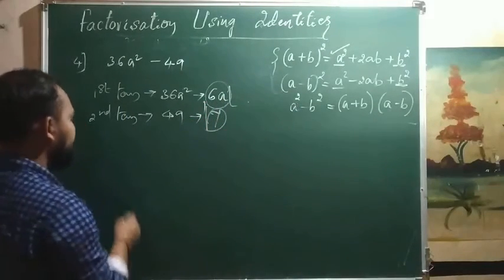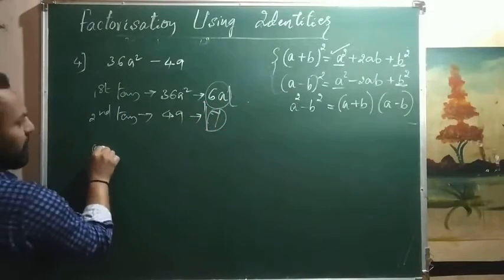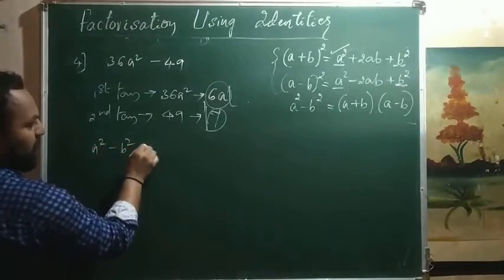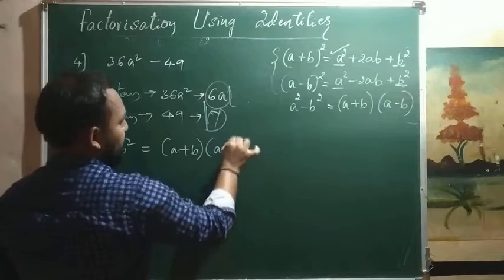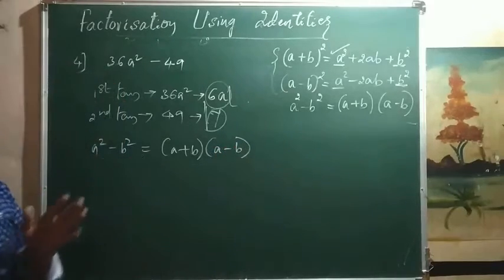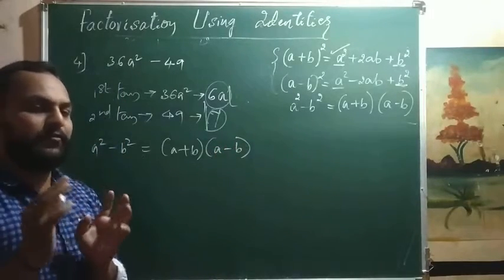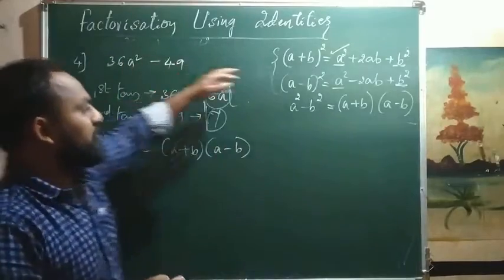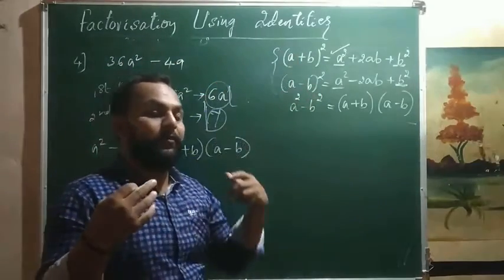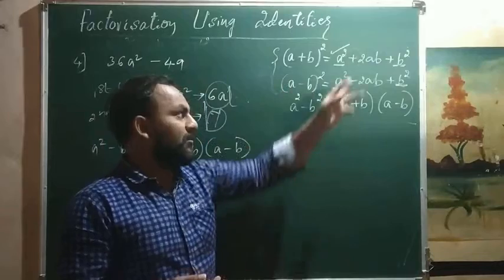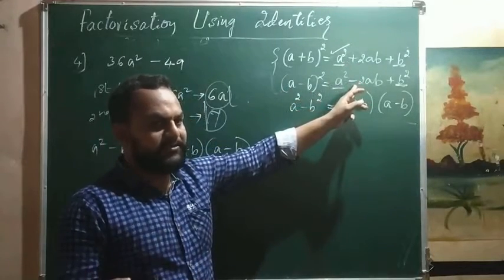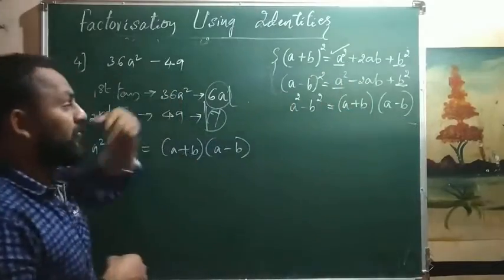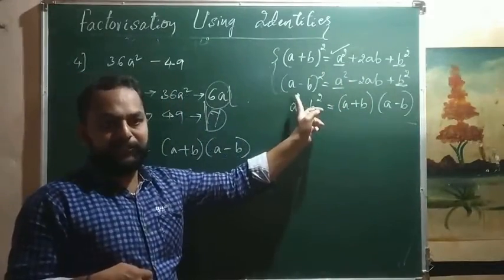What is the identity? Here a square minus b square equals a plus b into a minus b. Third identity. First step is number of terms. We must look at the number of terms. If 3 terms, these two apply. Then sign of the middle term positive means this identity. Sign of the middle term negative means this identity. If the number of terms is 2, we must use this identity.